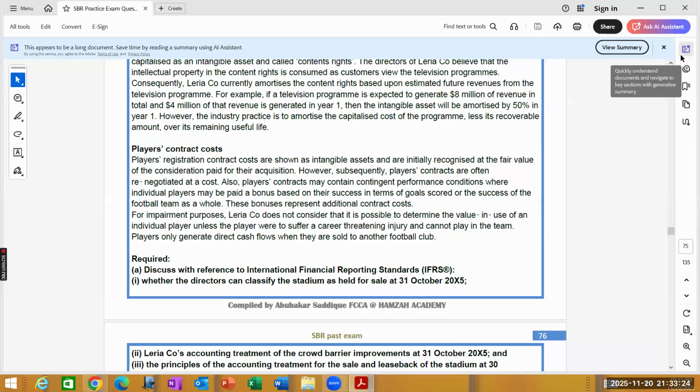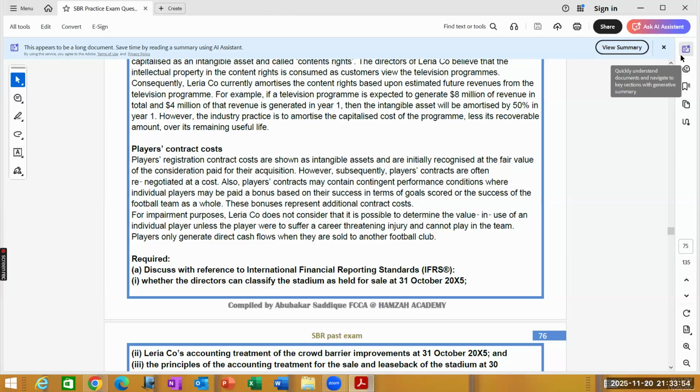So player registration contract costs are shown as an intangible asset and are initially recognized at the fair value of the consideration paid for their acquisition. However, subsequently player contracts are often renegotiated at a cost. Also, the player contract may contain contingent performance conditions where an individual player may be paid a bonus based on their success in terms of goals scored or the success of the football team as a whole. These bonuses represent additional contract costs.